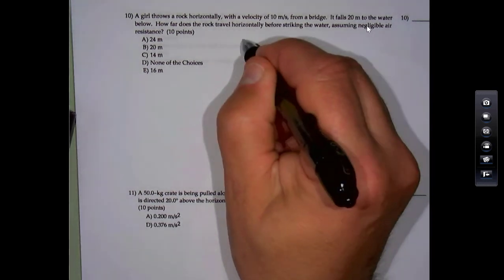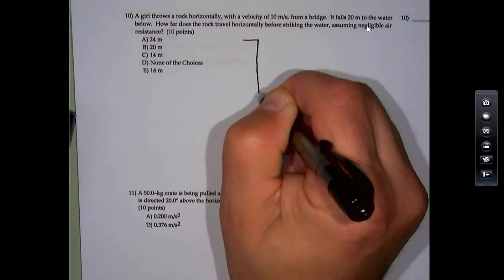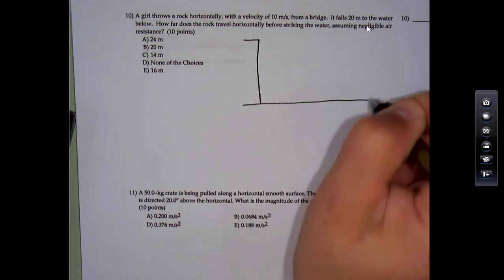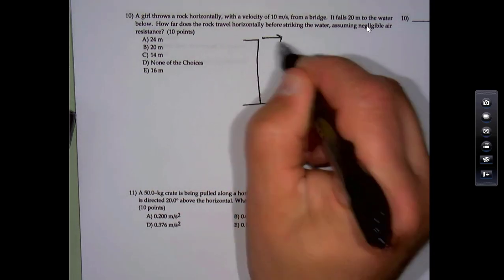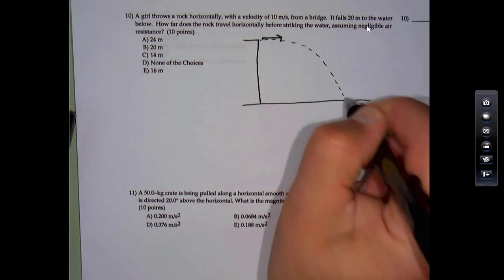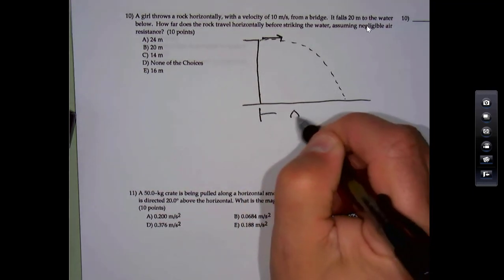Okay, so let's see. A girl throws a rock horizontally with a velocity of 10 meters per second. It falls 20 meters to the water. How far does the rock travel horizontally? Okay, so something like this maybe. So you throw it horizontally, it's going to do something like that. We want to know what's this distance.